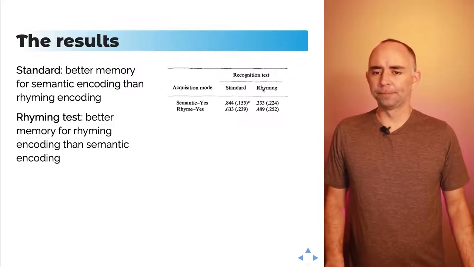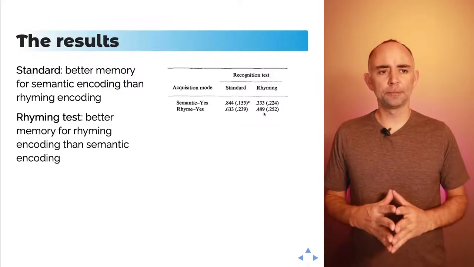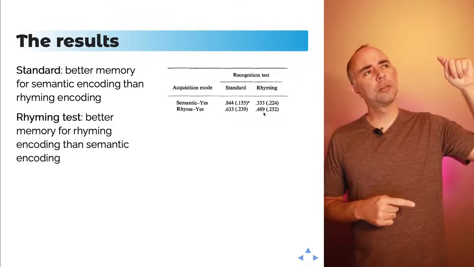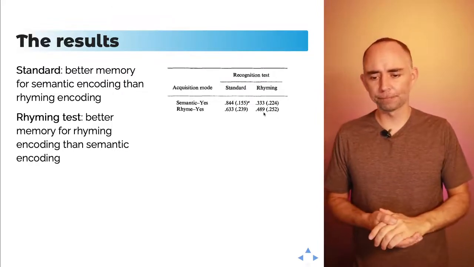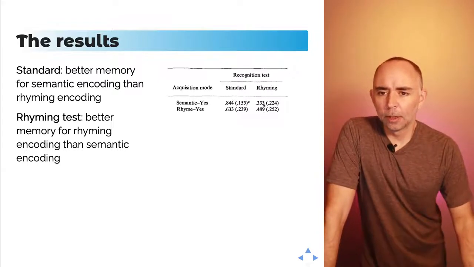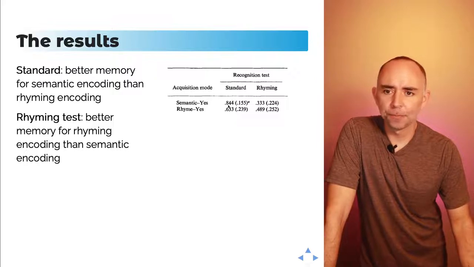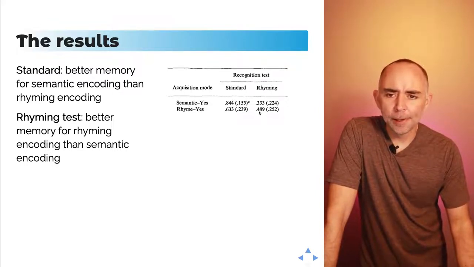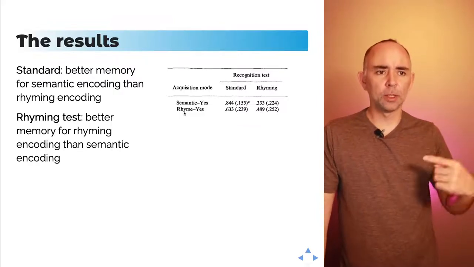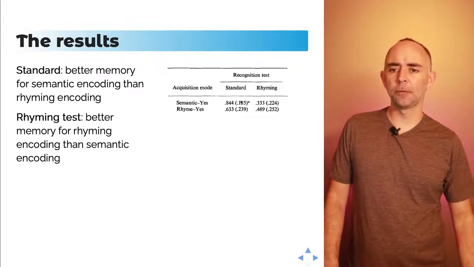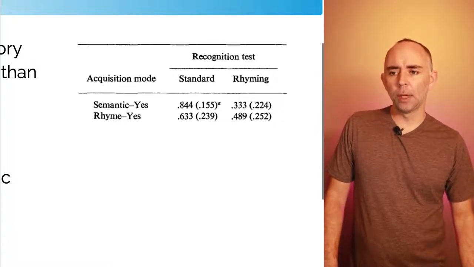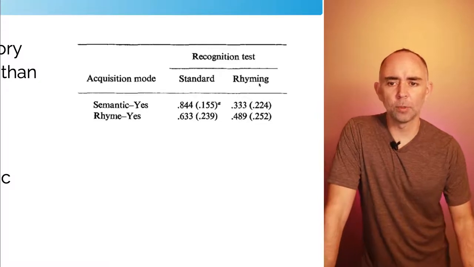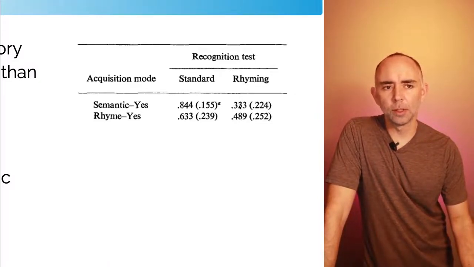Let's take a look at the rhyming test, though. So remember, this is slightly different. Now you're hearing a word, and the question is not whether you heard the word before. The question is, did you remember a word that rhymes with this word before? Okay. What I see here is 33% for words that were encoded in sentences. That's not very good. It's pretty low. And 48% for words that were encoded in the rhyming condition. So notice something flips over here. Your memory for the words that you'd been rhyming with is now better when you're tested with a rhyming test compared to the words that you encoded in a sentence.